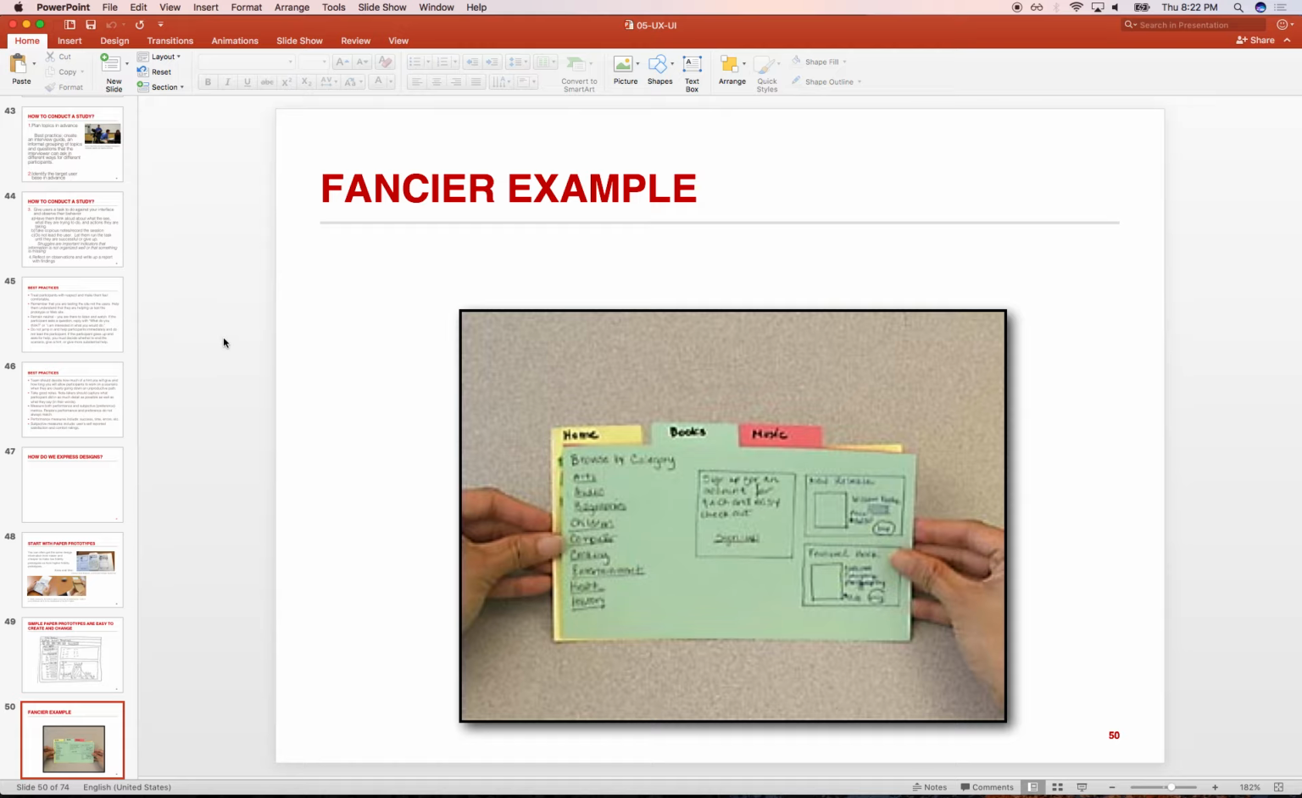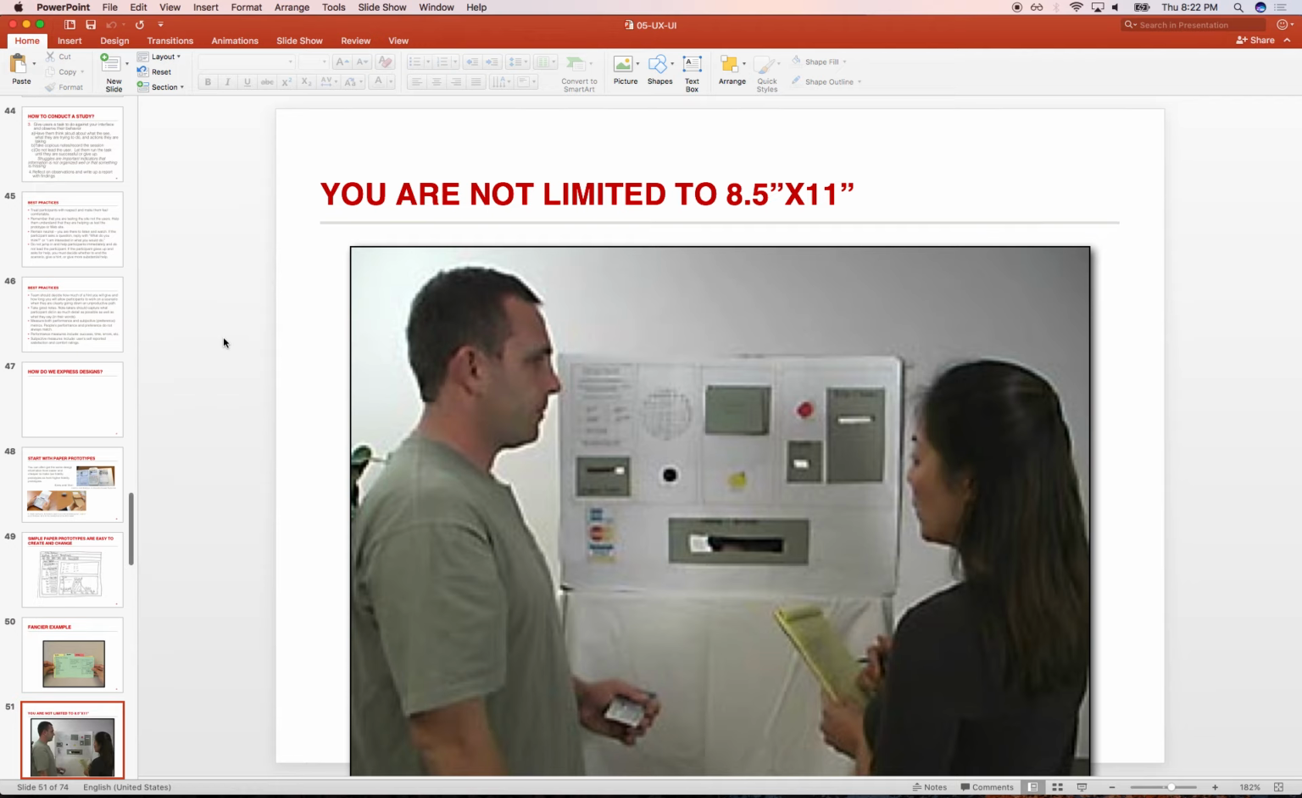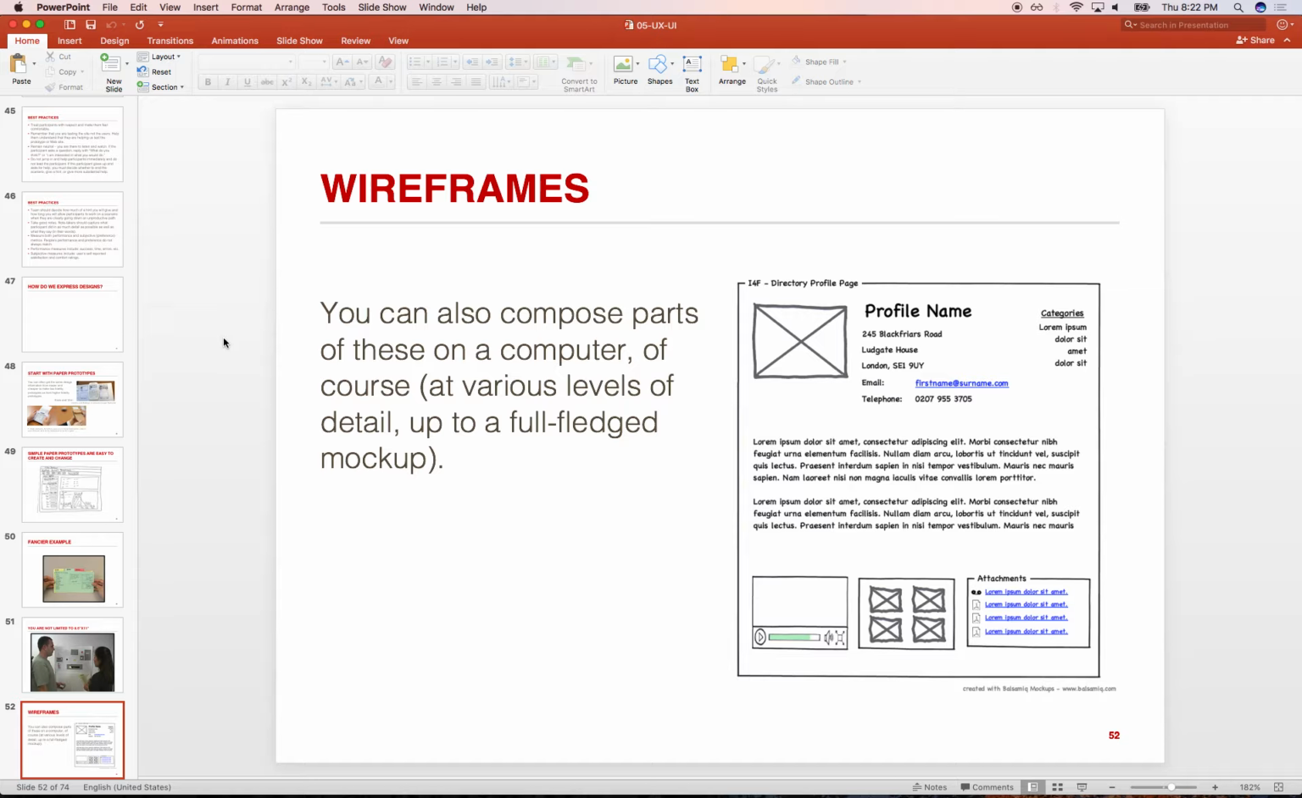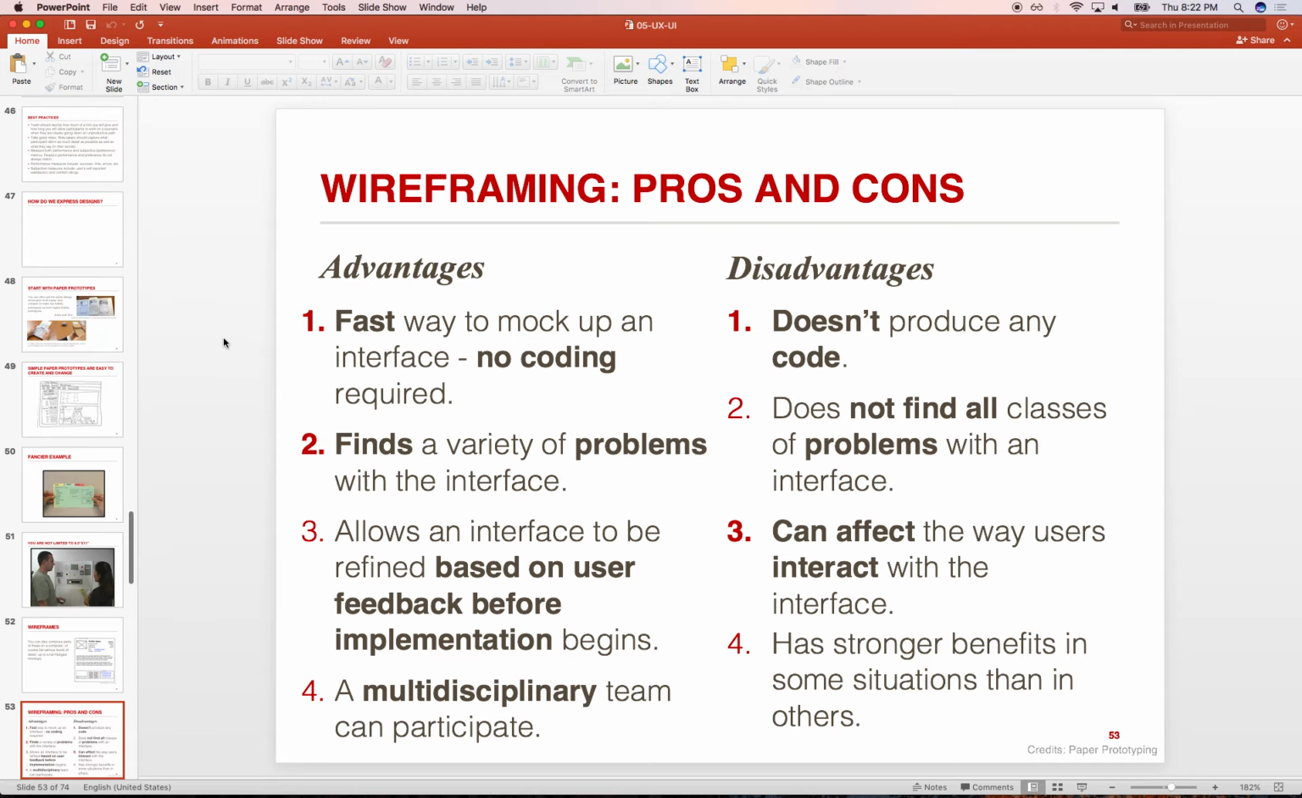Oftentimes we think that if we do it in HTML, or in some more advanced technology, we might have a better result. And that's not the case. It turns out that paper prototypes seem to be as accurate as more advanced ones, at least very early on. It could be something bigger; it doesn't have to be 8.5 by 11. There are tons and tons of tools out there that allow you to quickly drag and drop multiple things that you can print out very quickly.